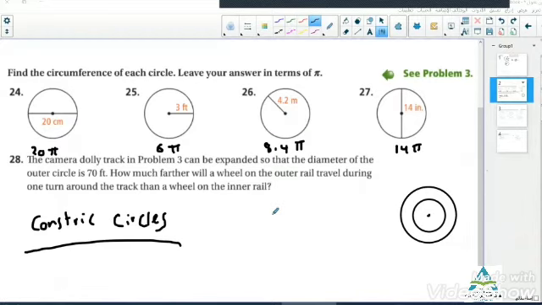Let's complete. So Ahmed, the question in number 28, it's the same question, but here he said the diameter of the outer circle is 70 feet. He asked us to find the same problem but with diameter 70. So the circumference of the outer one is going to be 70 pi, minus 16 pi, and the answer is going to be 54 pi.